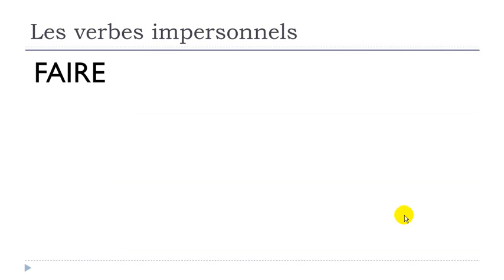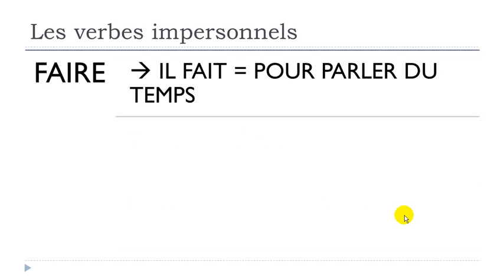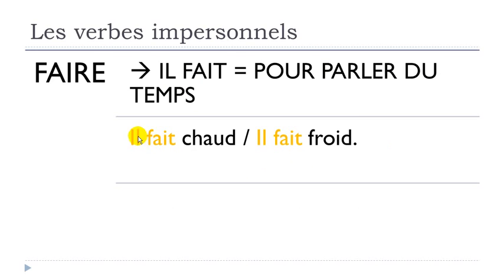Second example is faire, and then it's really useful to use this faire. So, il fait, if you want to talk about the weather, pour parler du temps, okay? So, for instance, il fait chaud, okay? Chaud, warm, hot, okay? So, il fait chaud. So if you want to say it is hot, it is warm, then that's the structure you will have to use. Same thing if you want to say that it is cold, okay? Froid is cold. Il fait froid, okay? Il fait chaud. Il fait froid.